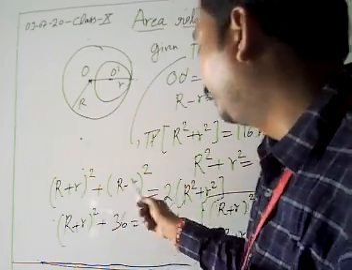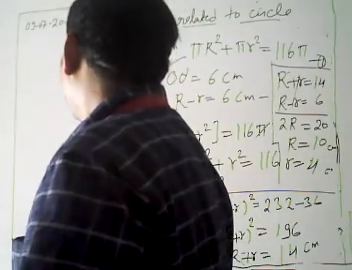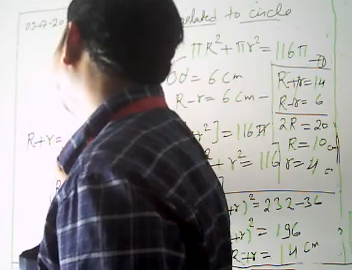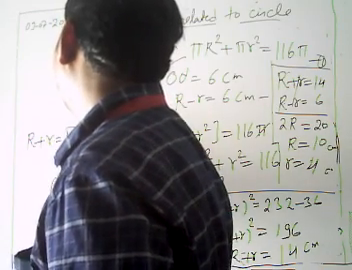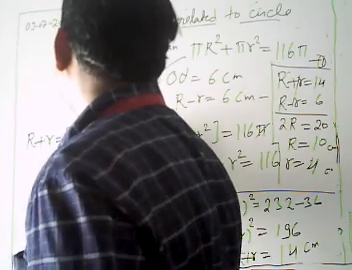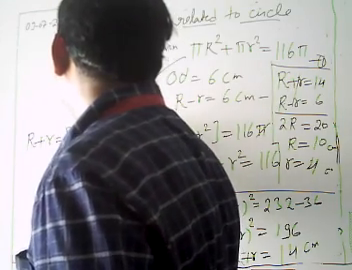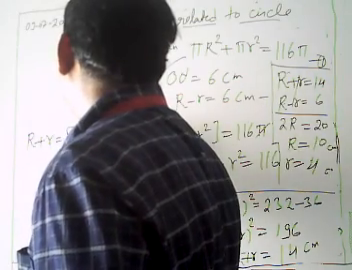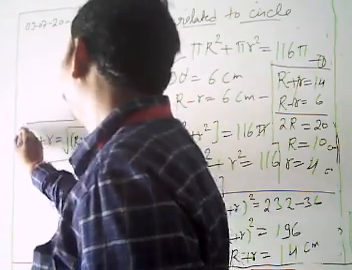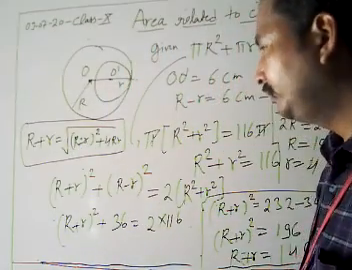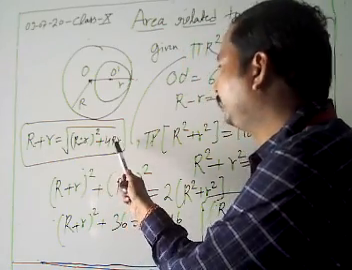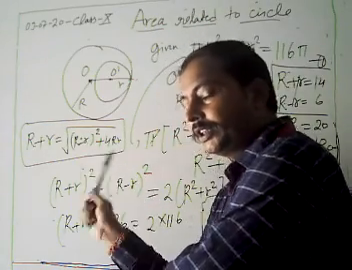Also you can use another identity there. If you have not learned this, then you can also find R plus r by using the identity: under root of (R minus r) whole square plus 4 R into r. We have also one of the identities, but look, to use this identity, we need the product of the radii.